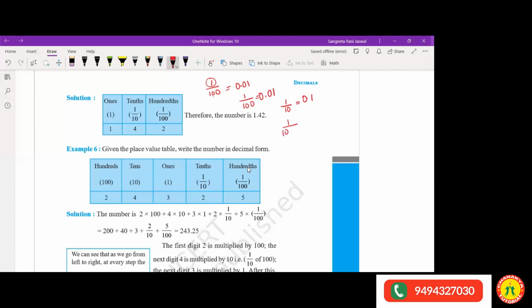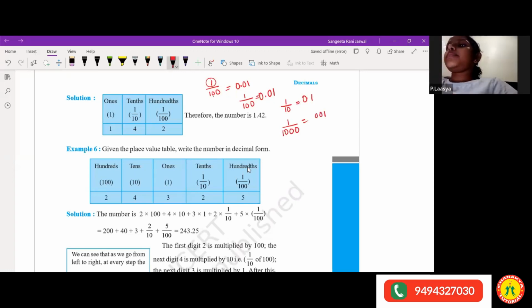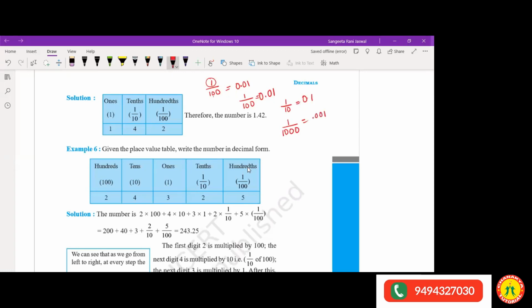Similarly, 1 by 10 we write as 0.1. 1 by 1000 we write, leaving three numbers from the right side: 1, 2, 3. Three numbers from here we will put the decimal point, 0. As many zeros as we have in the denominator, that many digits we will leave from the right side and we will put the decimal point.